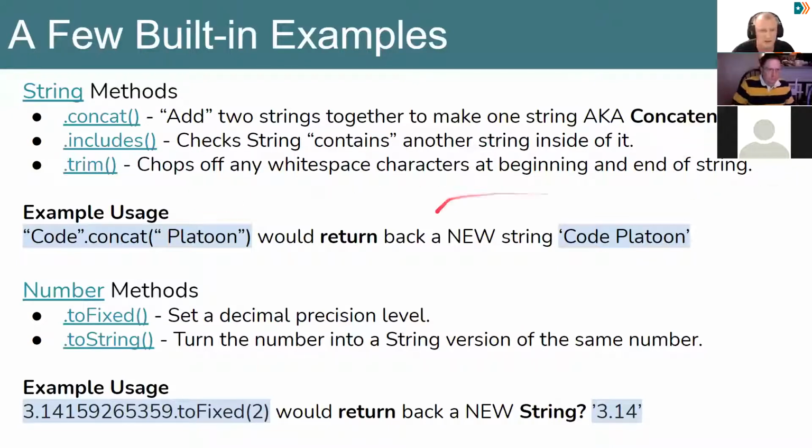And so numbers are another data type. They have their own methods that are used for number related operations. So if you have a number, you can say toFixed. We did this one the other day. We can set a decimal precision level, right? I can pass a 2 in there.